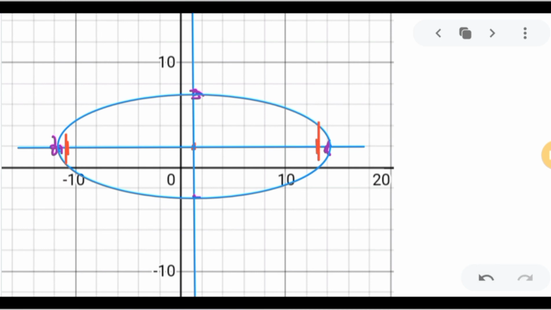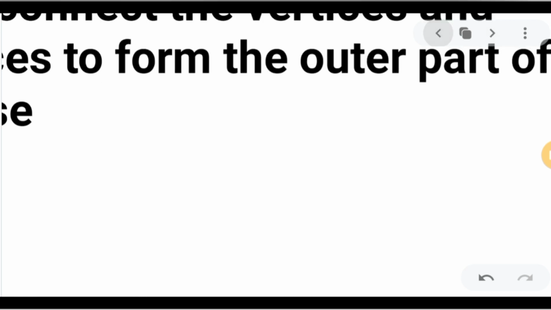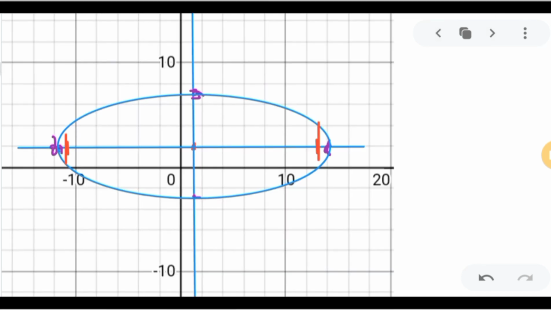So that is the latus rectum that you have here. And the next step that we need to do is to draw the directrices. Let us draw the directrices. And the directrices have the same distance from the foci up to the vertex. So that is 1 unit. Therefore, your directrix will lie here.